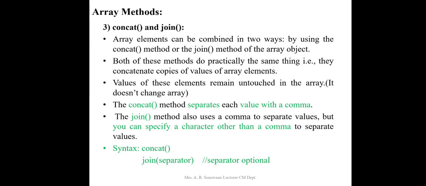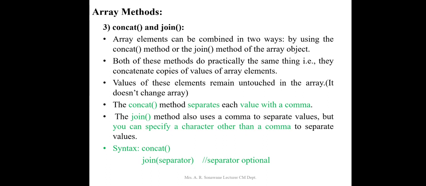But in the case of the concat method, the default separator for the values will be a comma. In the case of the join method, if you do not mention any separator, then by default it is a comma, but other than a comma you may specify a different separator. So the separator between the array values is the only differentiating part between the concat and join methods. Otherwise the rest will be the same.